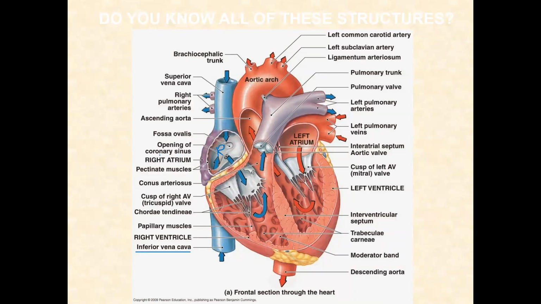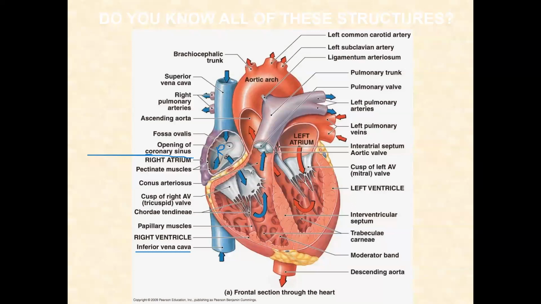Now, you also have something called a coronary sinus. This is where blood from the heart tissue itself goes back to the heart, okay? Because you have to remember something. The blood flowing through the heart cannot be used by the heart.